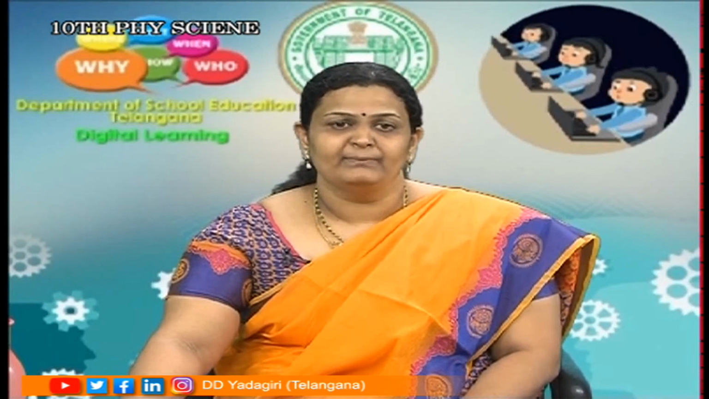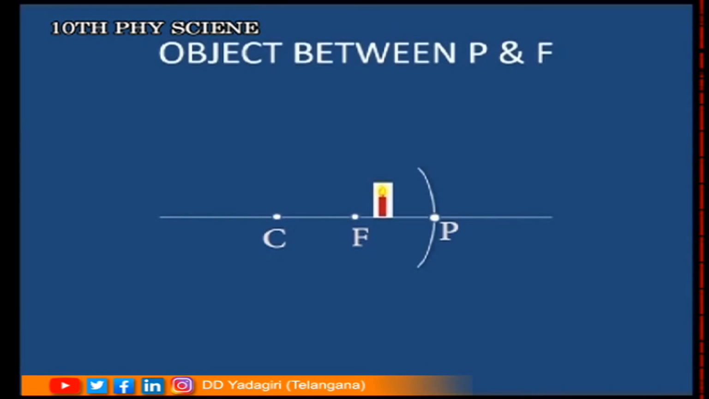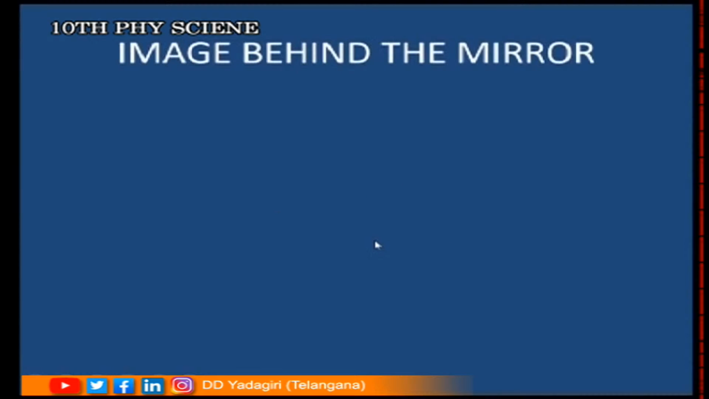Now let us start the ray diagrams for concave mirrors. Okay, children? The first case, the object is placed between the pole of the mirror and the focus. You can see this is a concave mirror. The object is placed between P and F. Now let us see how the image is formed.